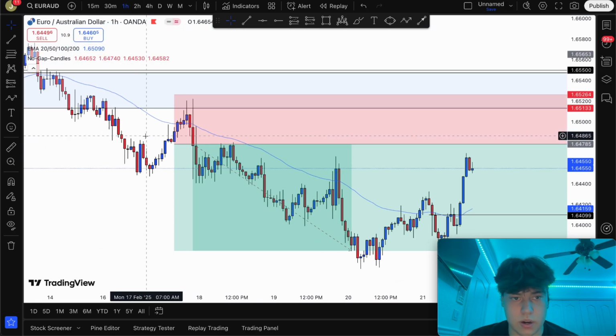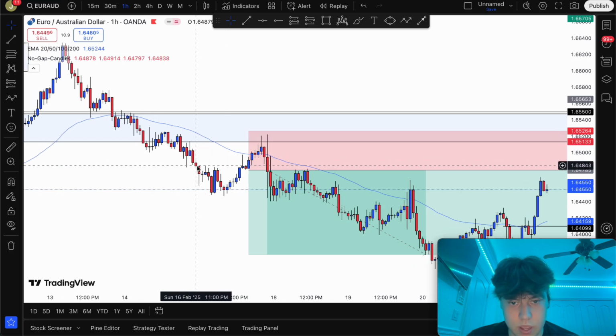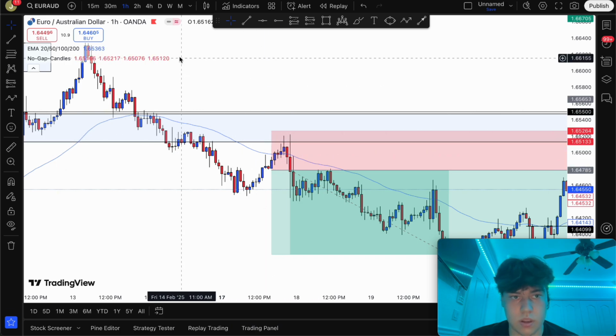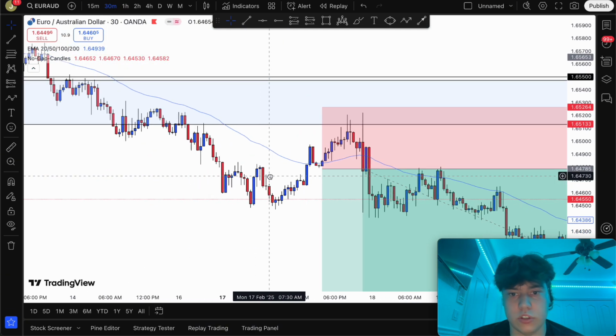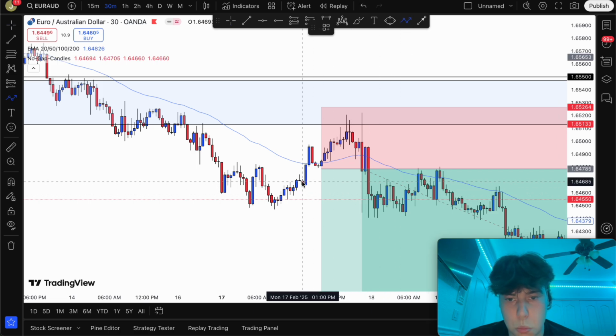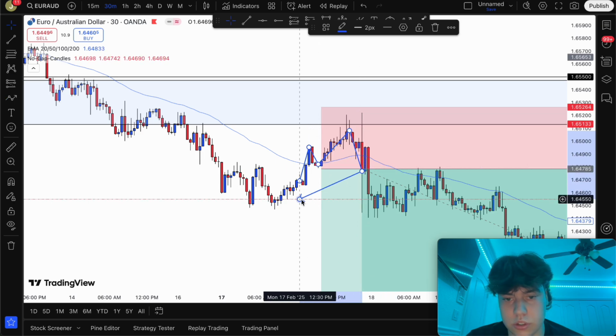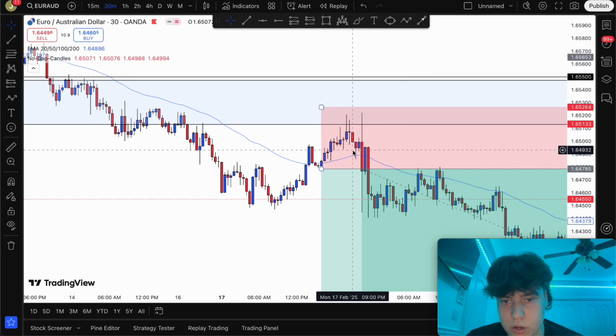I went to the 1-hour, and I saw that we were also reaching this area of interest again, and we were under it. So I waited for a shift of structure on the 30-minute. Here we have higher high, higher low, higher high. And then we had a lower low closing under this structure point right here, making it bearish. So then I simply waited for a pullback to get in.